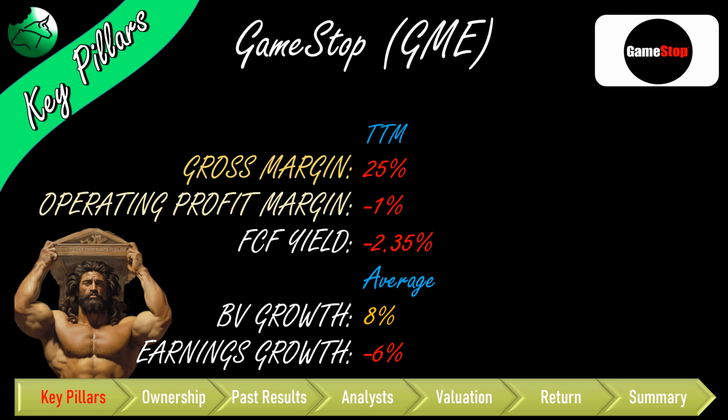Next we come to the operating profit margin. This tells us how much profit a company makes on $1 of sales after paying for costs of production, such as wages and raw materials, but before paying any interest or tax. Operating profit margin is currently minus 1%.